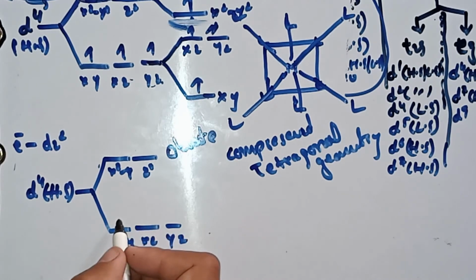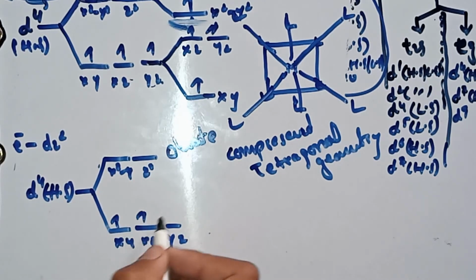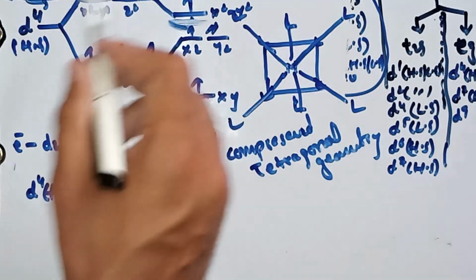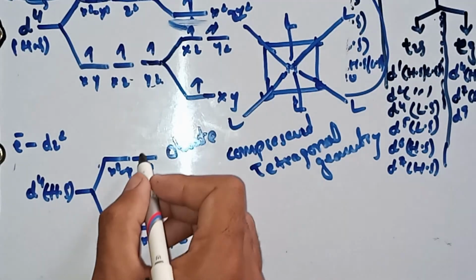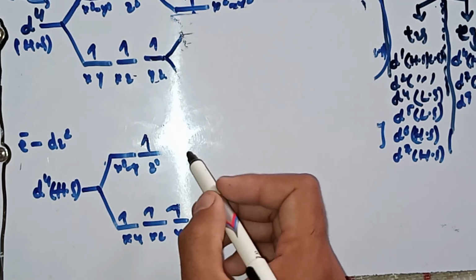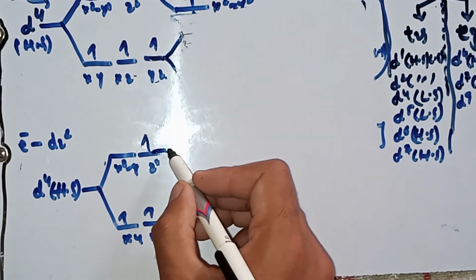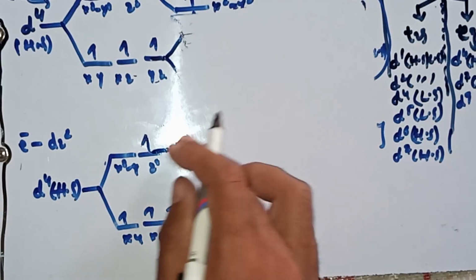So according to Hund's rule, one electron will go into each orbital. So when the electron goes into dx square minus y square, the situation will be like that. When the electron goes into z square, what will happen? The energy of the distortion will be like that.